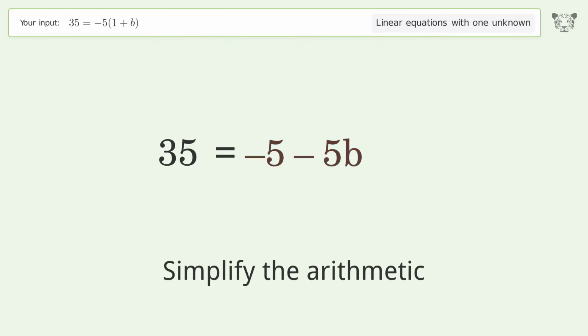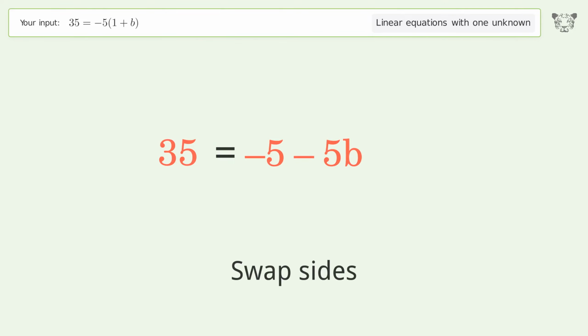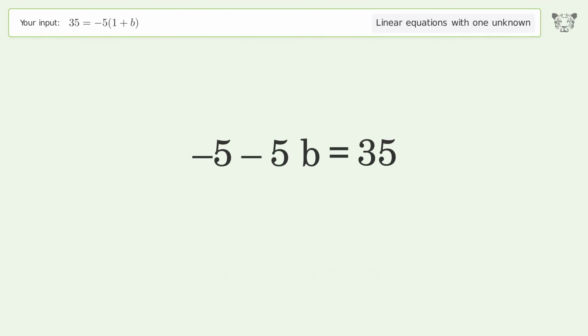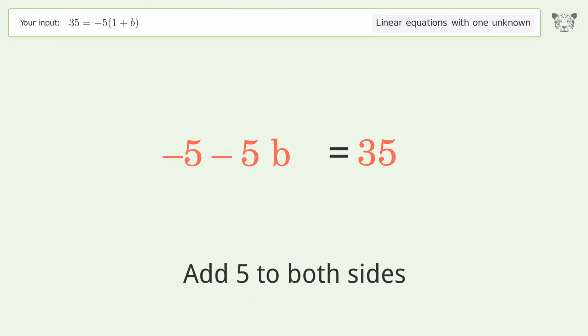Simplify the expression. Expand the parentheses. Simplify the arithmetic. Swap sides. Group all constants on the right side of the equation. Add 5 to both sides.